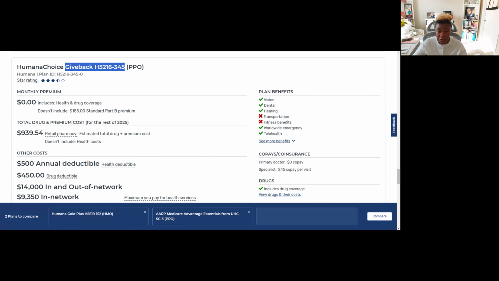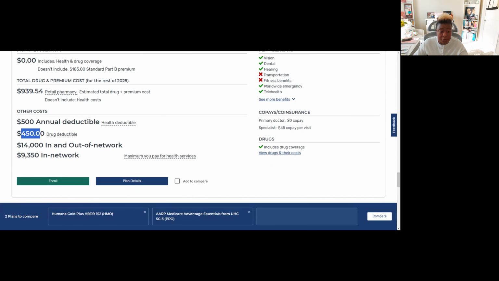Okay. And some people like those. What I will tell you is they give it to you, but they're also going to take it away from someplace. And so the specialist visits right here is $45. There's no transportation benefits on this particular plan. You can also see the drug deductibles higher. They're going to pay more for drugs out of pocket.